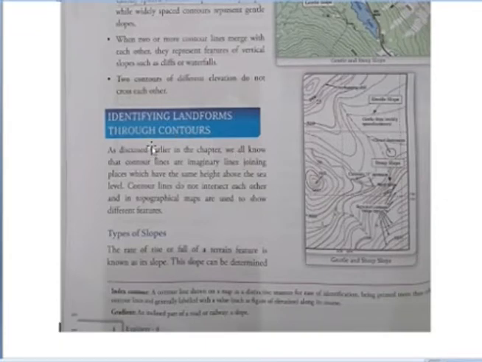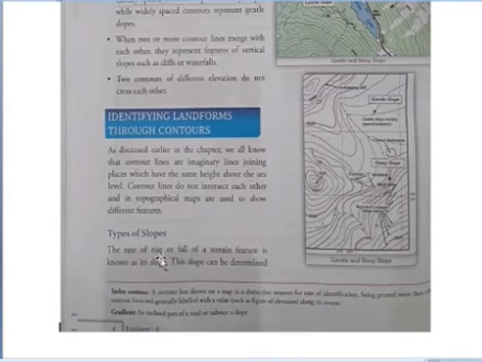So we are going to start from here, identifying landforms through contours. And we already know what contours are. Contours are the imaginary lines which are joining the places of equal heights.